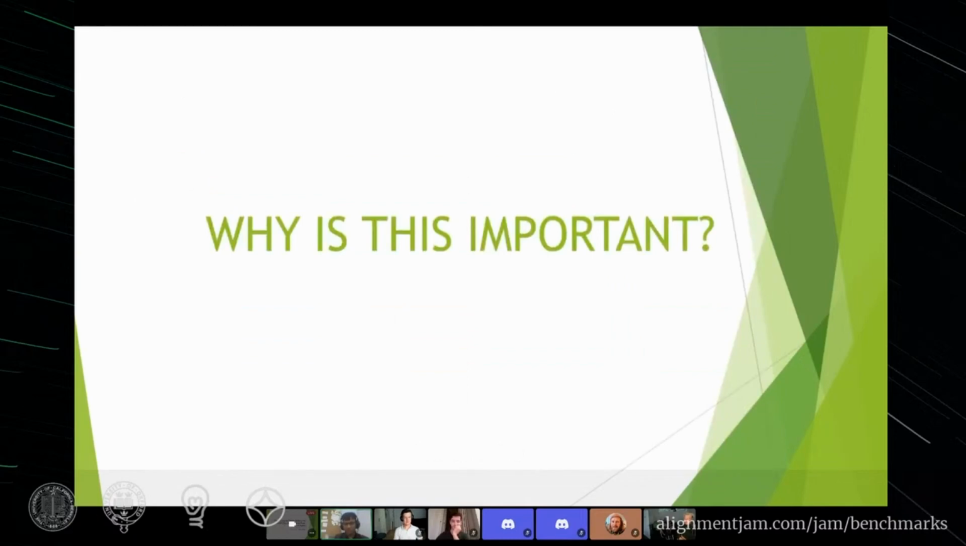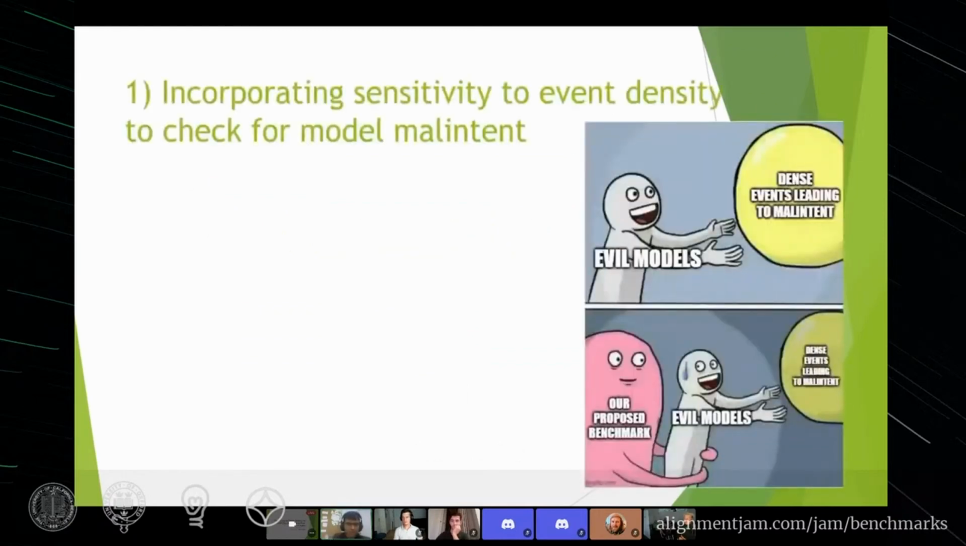So why is this important? First of all, we are incorporating some sensitivity to event density. This can be useful for checking certain kinds of malintent. The hypothesis here, and our intuition a little bit, is that if you have a bad model, then it will want to figure out how to make rapid changes towards a certain direction of values and do them really quickly so that the controllers or the programmers don't have time to react to them.